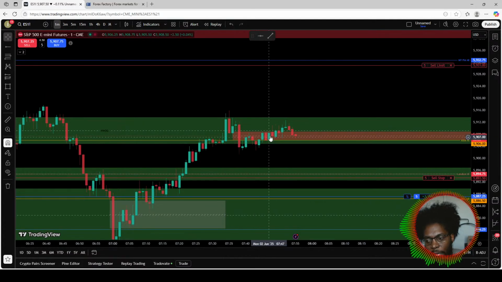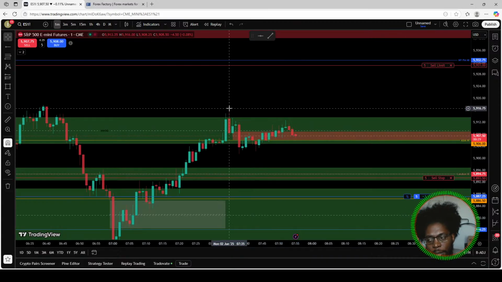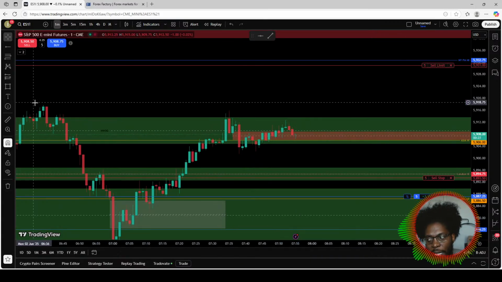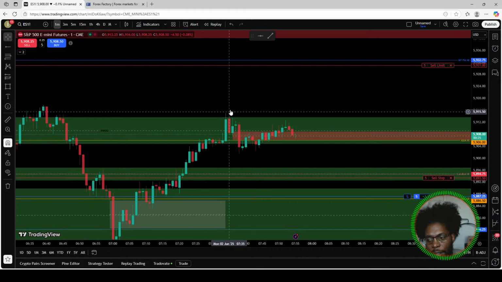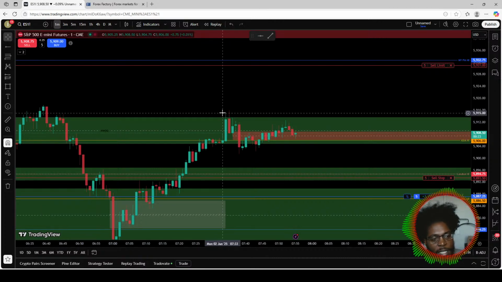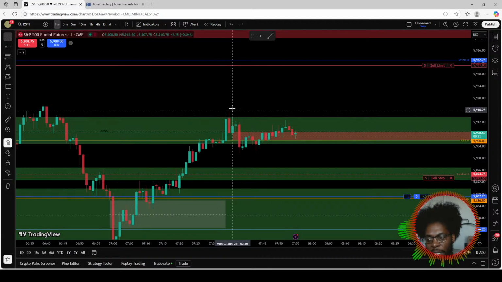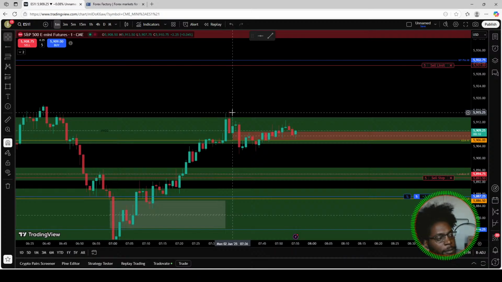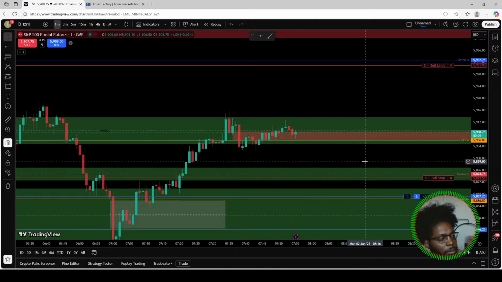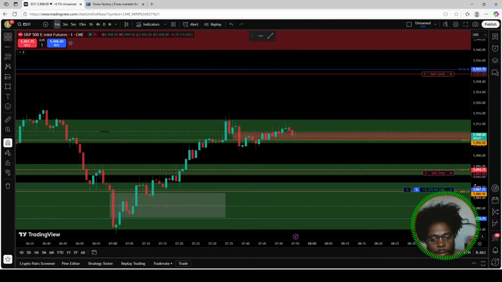Back, fail, swing highs. We haven't been able to take out the high from previous sessions. We're kind of failing to take out this short-term intermediate high. But yeah, I'm ready to close this out. I'm gonna still give it a couple more minutes.